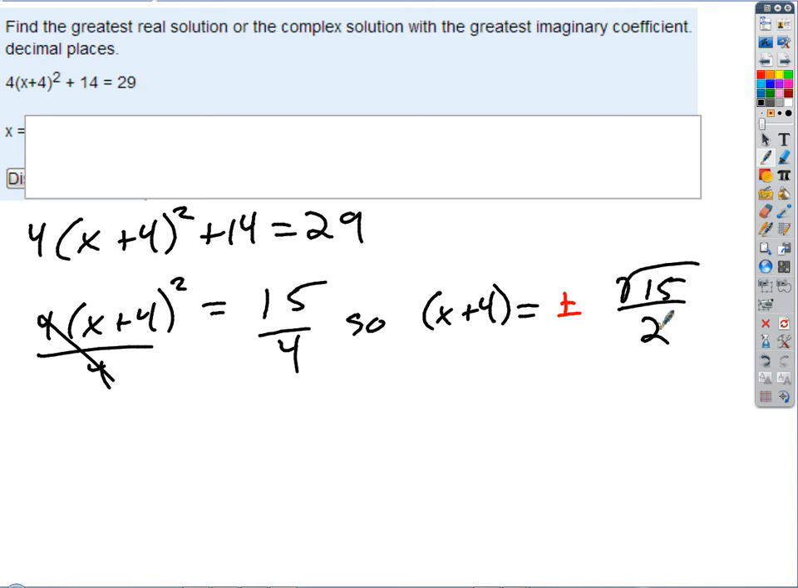And then last step. Remember, when I'm adding or subtracting a number, I always want to put it in front of the plus or minus. So I end up with my answer being x equals -4 plus or minus the square root of 15 over 2. And we want the plus because it wanted the greater of the 2.